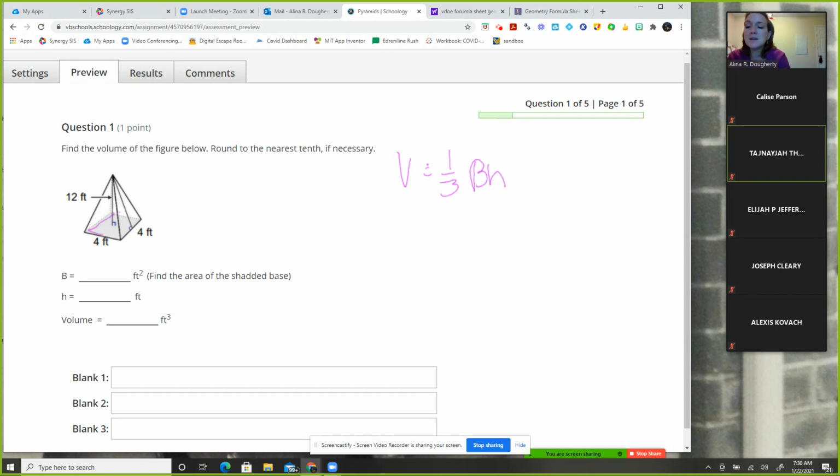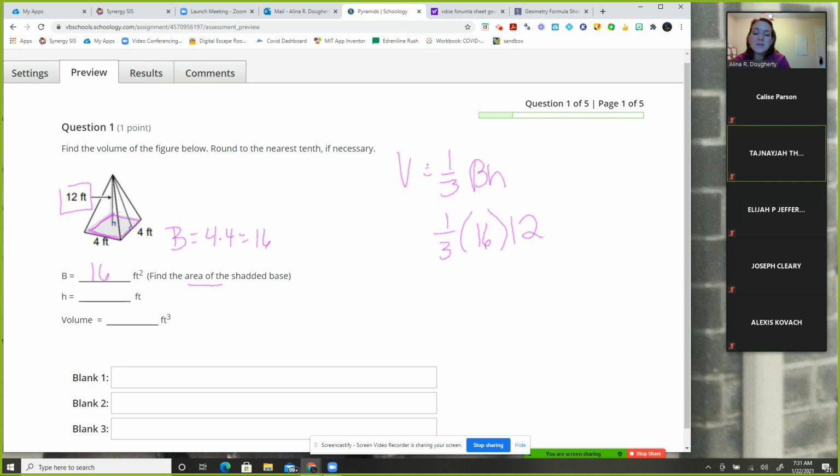So that B is that whole area of the base. The area of a square is going to be 4 times 4, or 16. So that big B is going to be 16. And then I've got the height, which is 12. So the big B is 16 because that was 4 times 4.